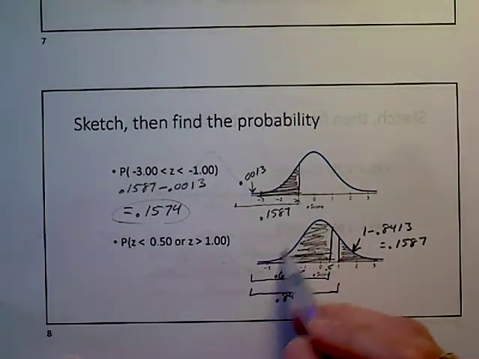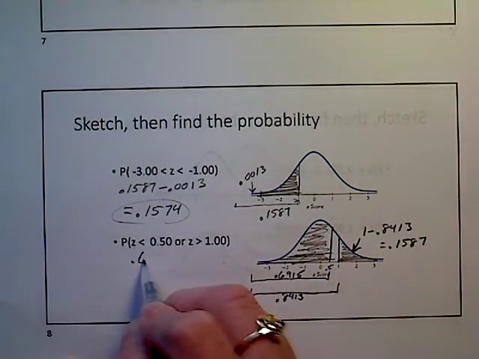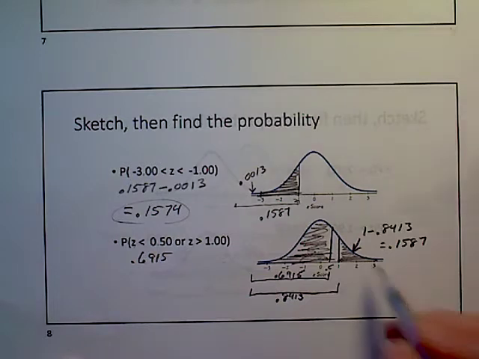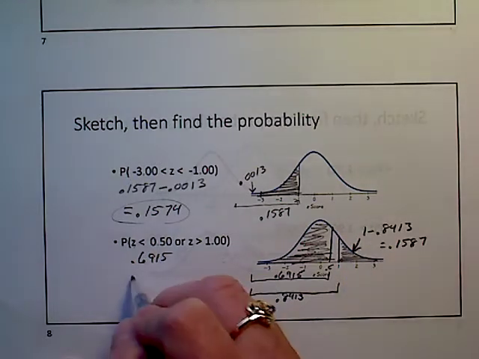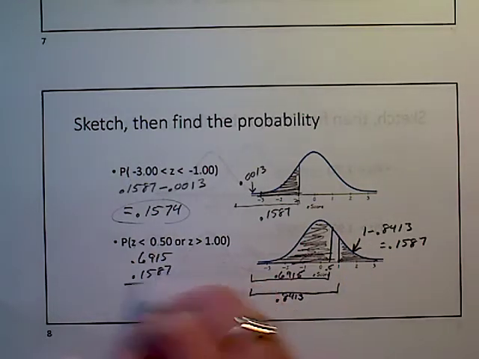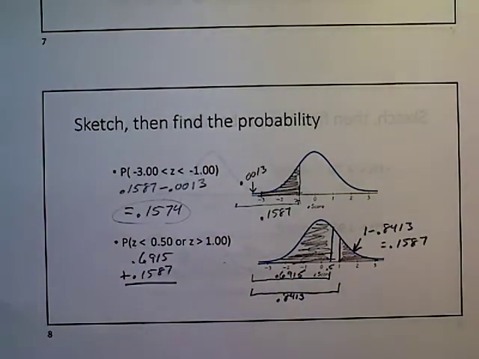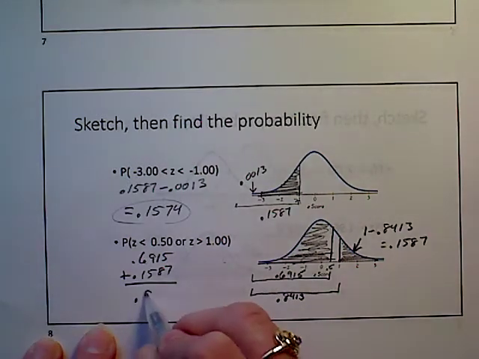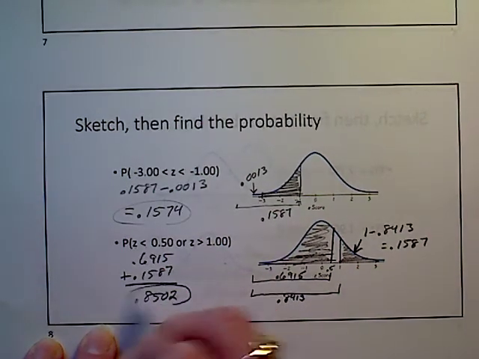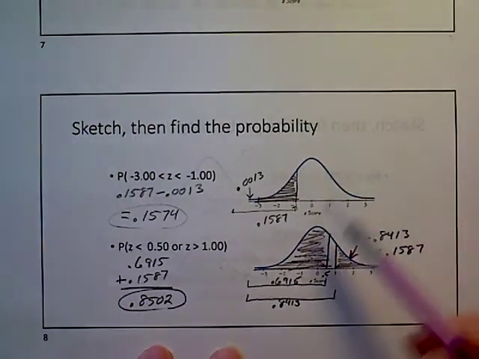Here's what we want. I want this area to the left, 0.6915, and I want this area to the right, 0.1587. And I want to combine those together. So this time I'm adding the two. 0.8502.